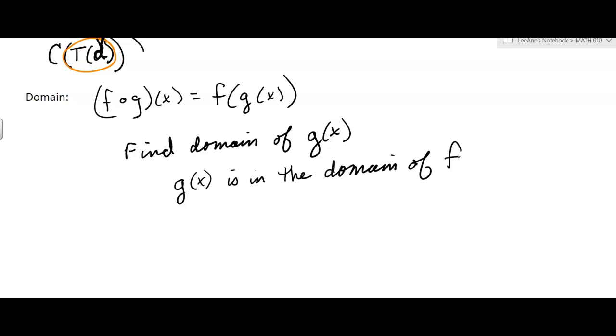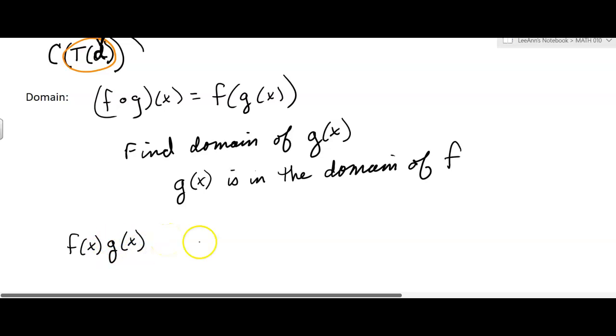One other note, just f of x times g of x, that's not the same thing as what we're doing here. That is not the same thing as f of g of x. Okay? Those aren't the same thing. Just FYI.